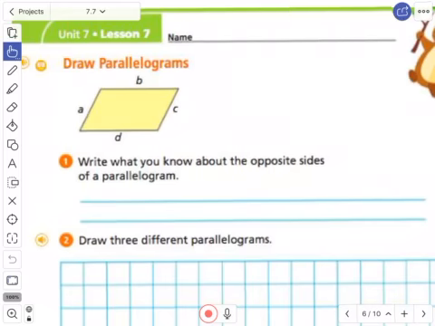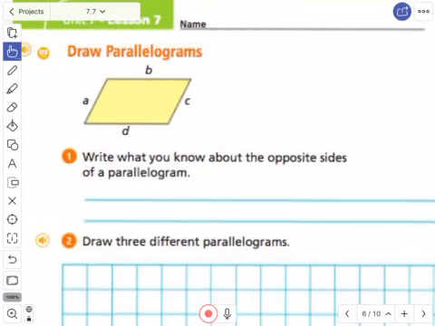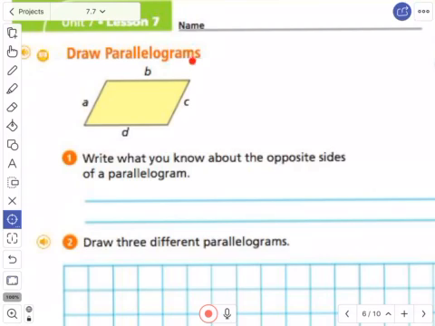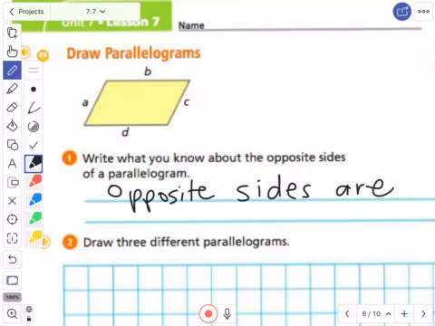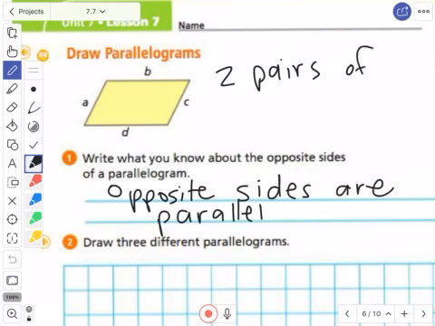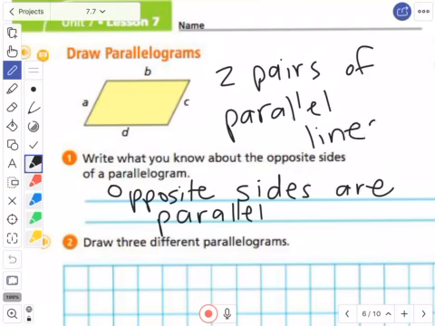But for each of these pages, and for this first one, we are going to be drawing parallelograms. And what we need to do is write what we know about the opposite sides of a parallelogram. Well, we know opposite sides are parallel. If you remember, a parallelogram has 2 pairs of parallel lines. So you can pause the video here if you need to. I want you to record these notes on your own page.